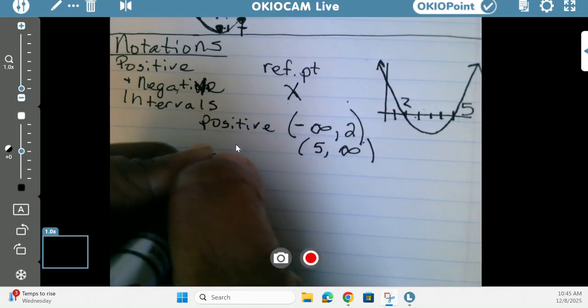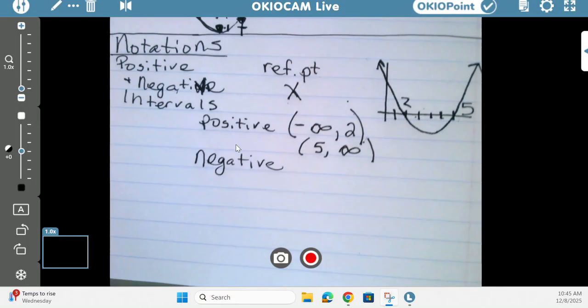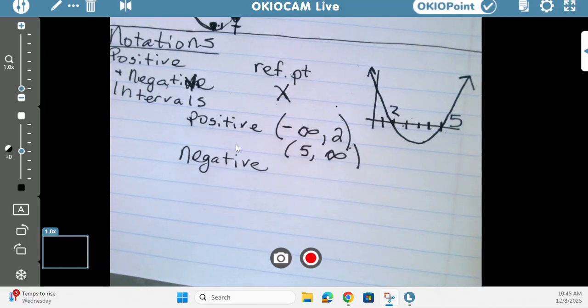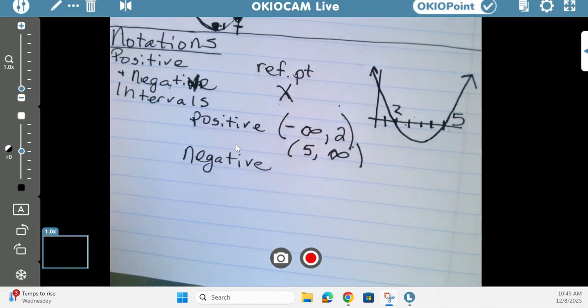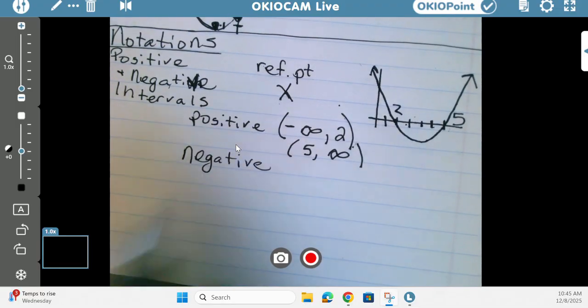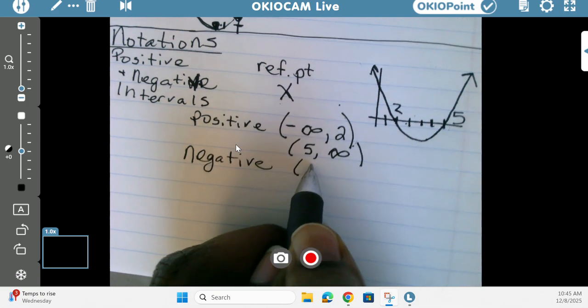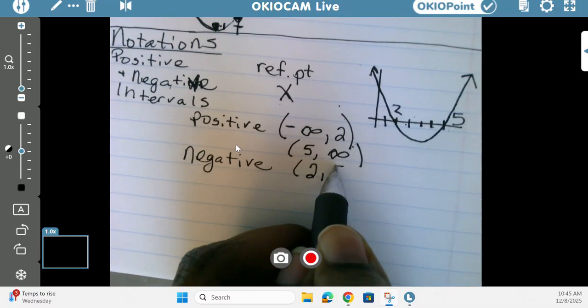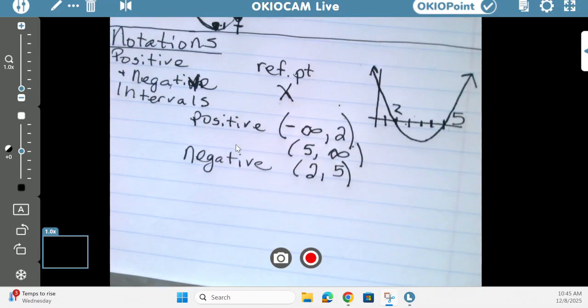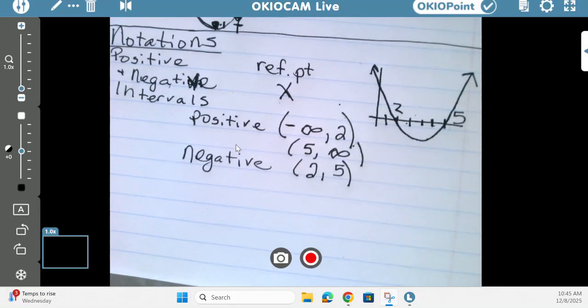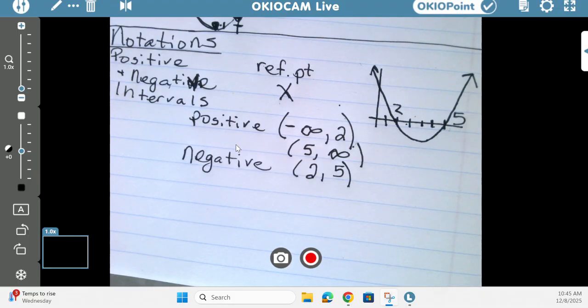Alright. The little seagull, pelican, thought he was a dolphin. He went under the water. When did he go under the water? At (2, 5) with parentheses. So, for positive and negative intervals, the reference point is the x. Think about the little seagull or the dolphin swimming.